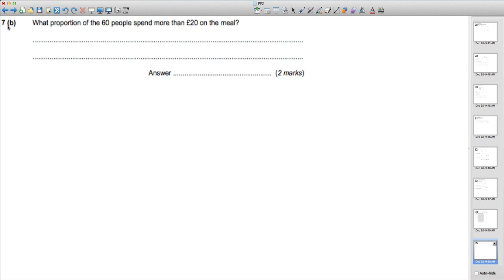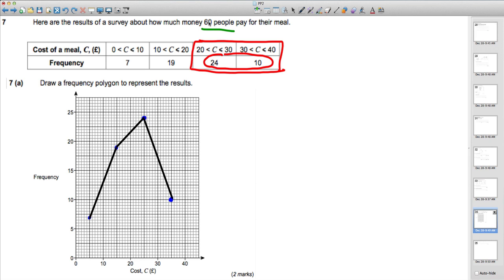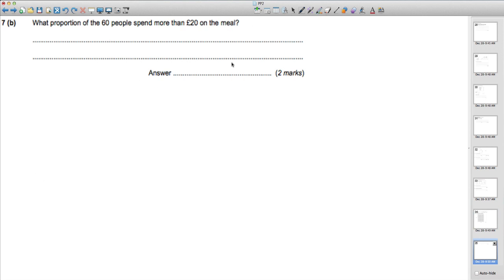What proportion of the 60 people spend more than £20 on a meal? So go back here. What proportion spend more than £20? Well, more than £20 are all these people here, because they're bigger than 20, less than 30, or bigger than 30, less than 40. So in total, it's 34 out of 60. You could simplify your fraction if you wanted to. If you tap that in your calculator, 34 out of 60, it's 17 out of 30. That is a proportion, a fraction.